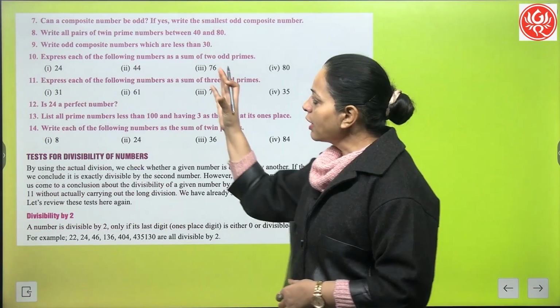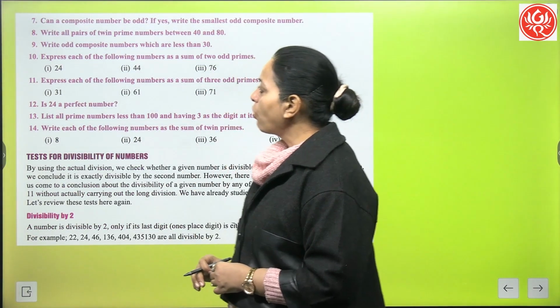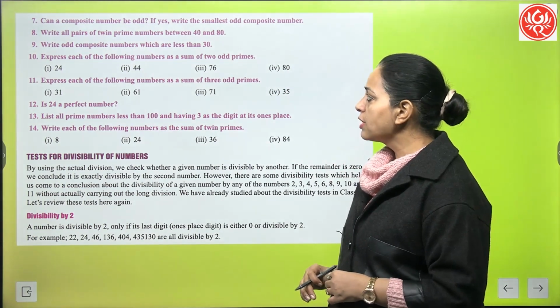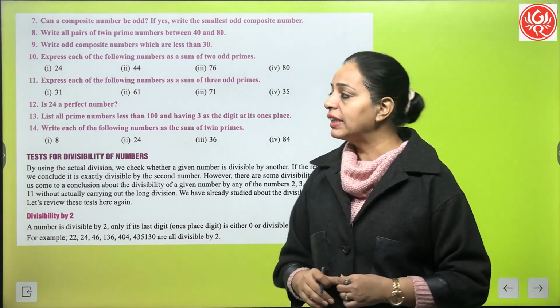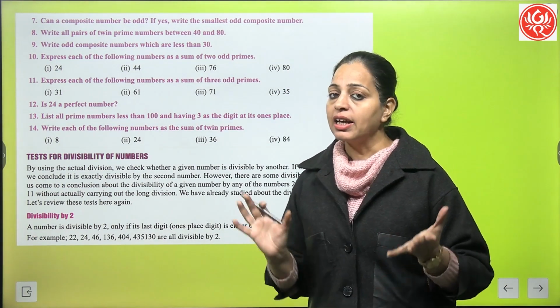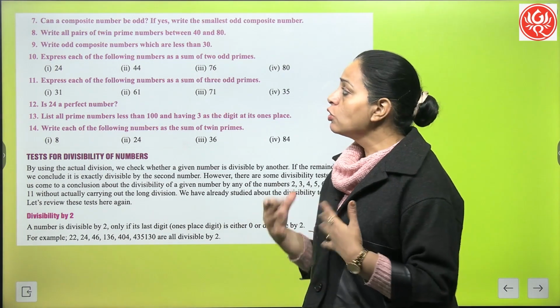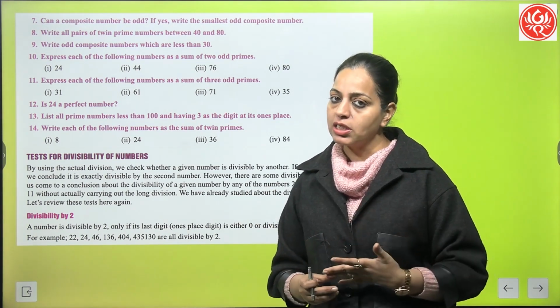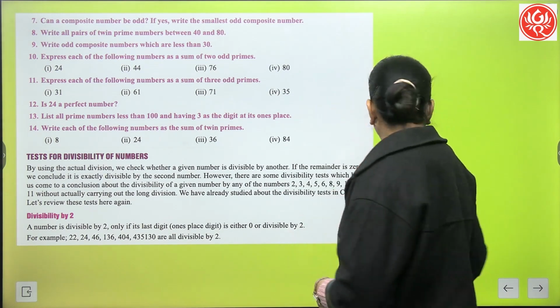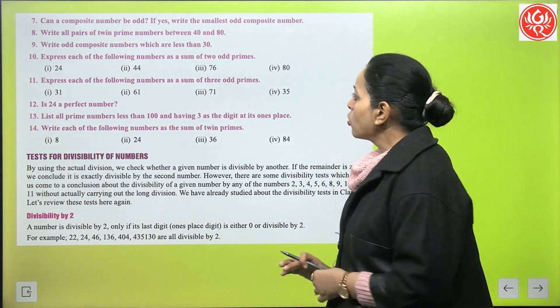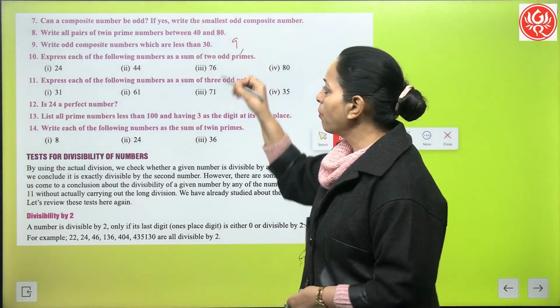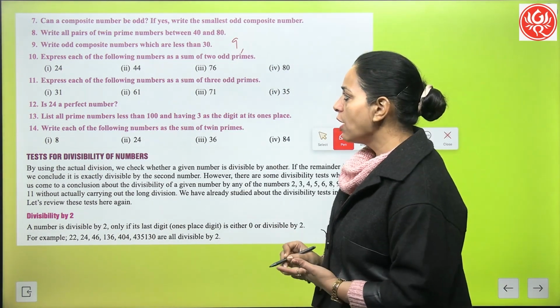Now here is some question, like question 9: write odd composite numbers which are less than 30. अब 30 से कम नंबर्स हमें लिखने हैं जो odd भी है और composite भी है. So you can try this one. So tell me. So here 9 is a composite number and an odd number.